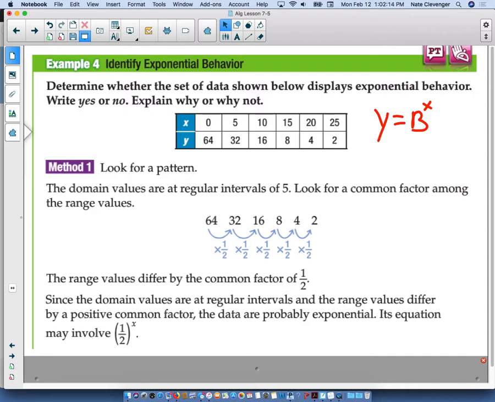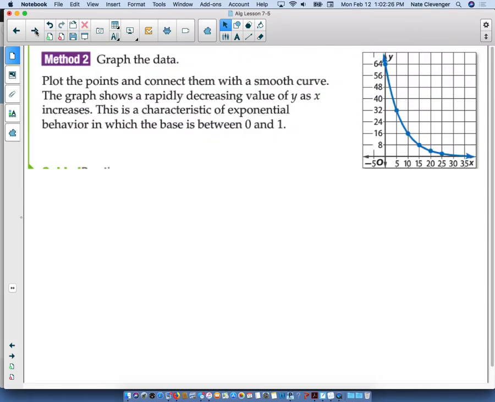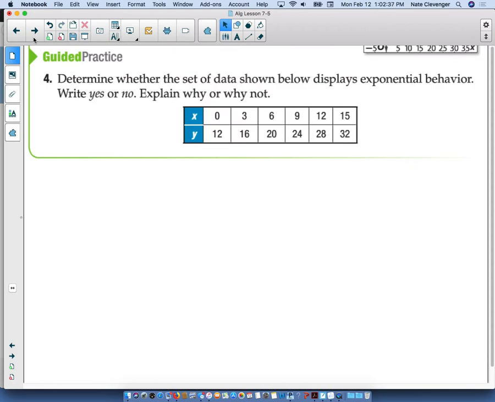The domain values are a regular interval and the range values differ by a positive common factor, so they are probably exponential. So you have to put probably in some of them? I guess so, you'd have to plot it to see. Can we say maybe on each of them? Just maybe. Anyway, what do we have here?